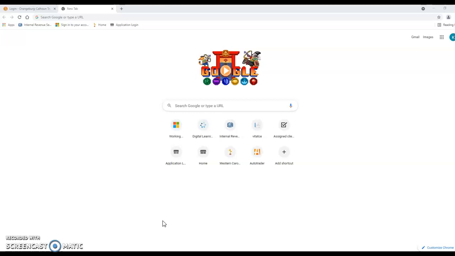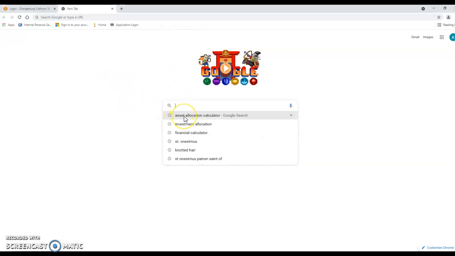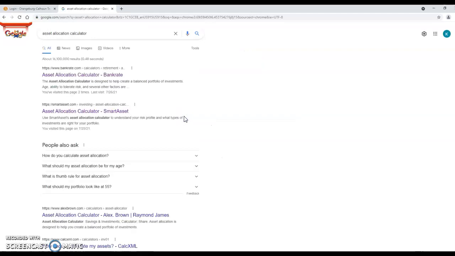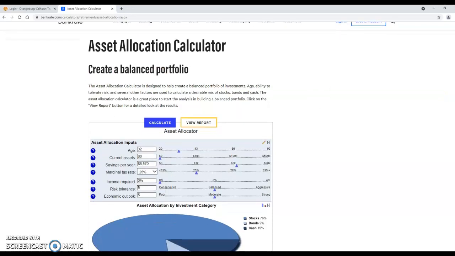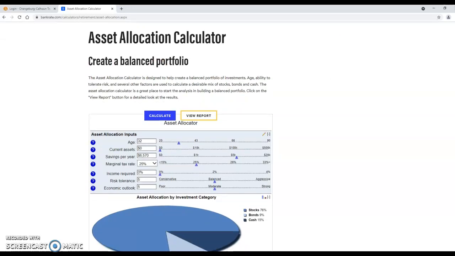Once you're ready to use the asset allocation calculator, you can go into Google and put in asset allocation calculator. It'll bring up a variety of them. The one I use is bankrate.com. Some of the others are in there, but they'll require you to get a free trial account or something like that. So this one you can just go in there and use it and be done with it.